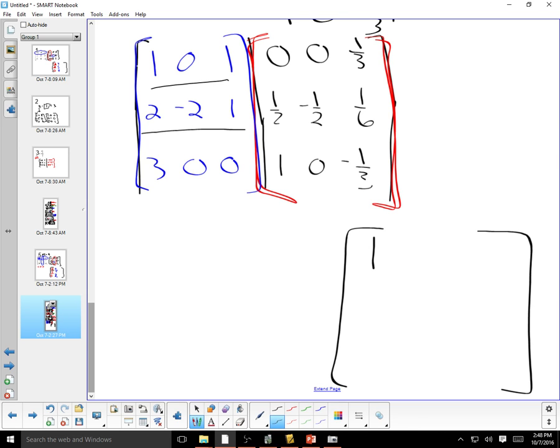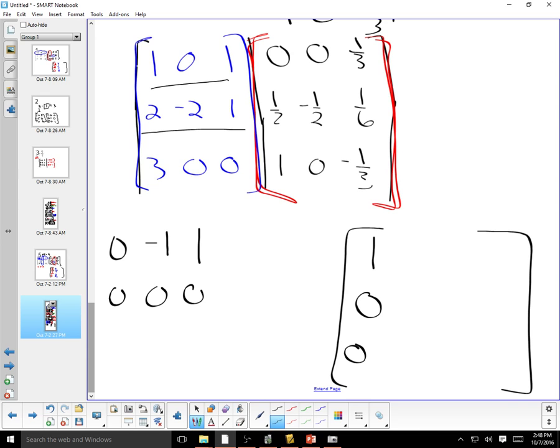2 times 0? 0. Negative 2. Half of negative 2 is? Negative 1. What's 1 times 1? 1. When I add them up? 0. 3 times 0 is? 0. 0 times 1/2? 0 times 1? 0. Add them up? 0.